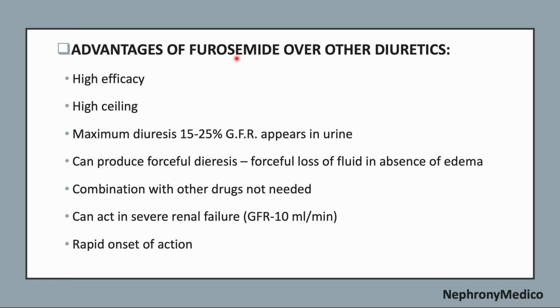Now, advantages of furosemide over other diuretics. It is a high efficacy drug, high ceiling, and maximum diuresis is 15 to 20% of GFR. It can produce forceful diuresis. Combination with other drugs is not needed. It can act in severe renal failure, with glomerular filtration rate of 10 milliliter per minute.